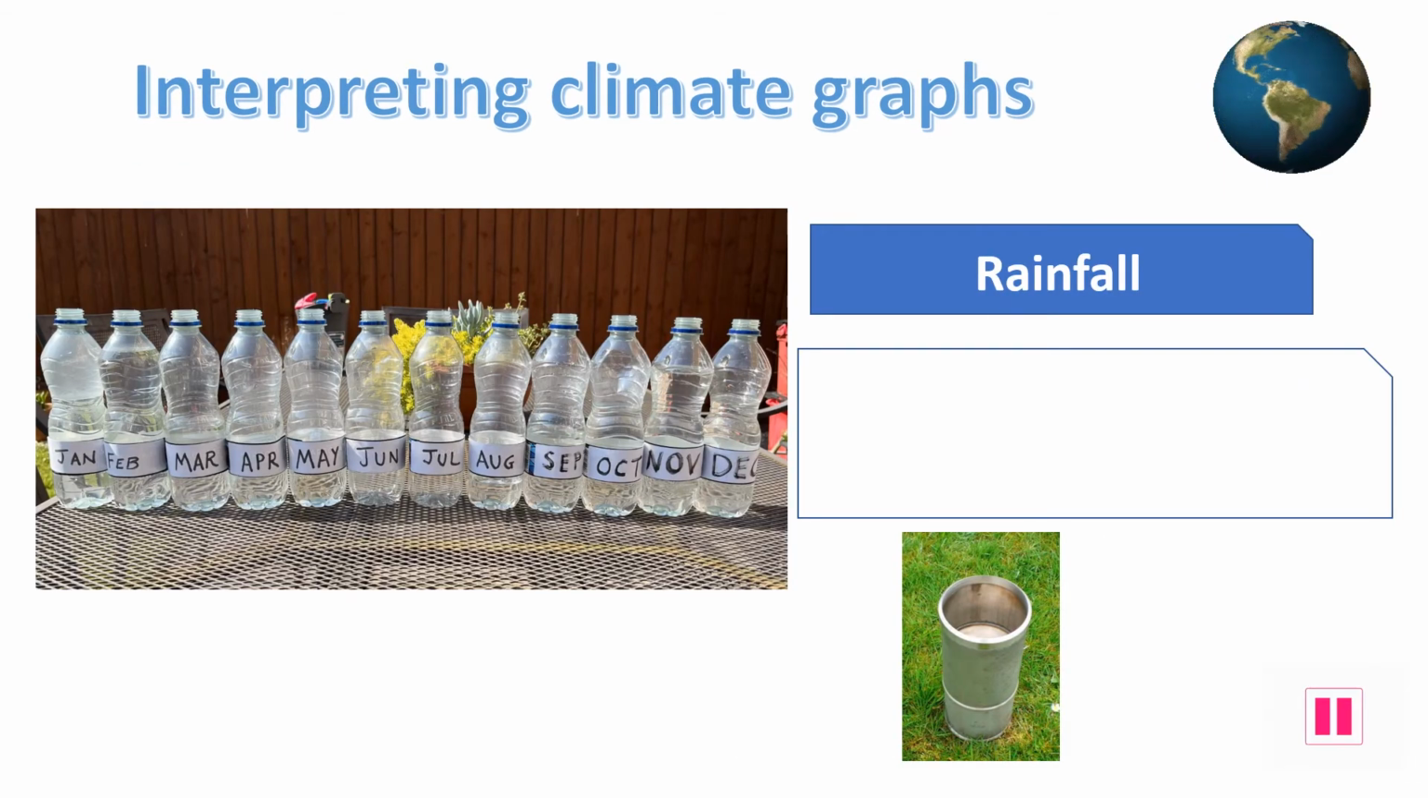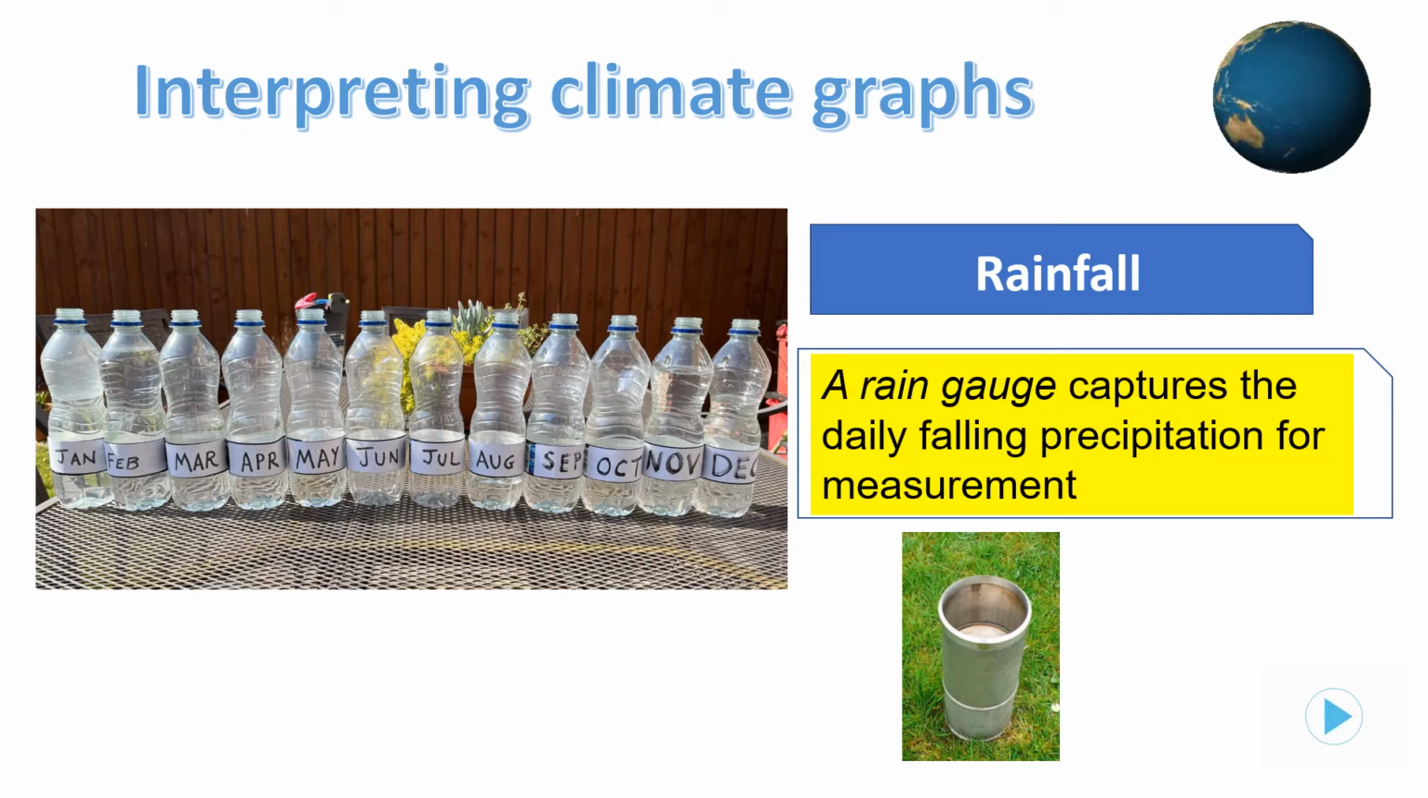We can see on the screen a set of bottles, each representing different months of the year. Each day, at a set time, the amount of precipitation that's fallen is carefully measured. At the end of the month, the total amount will be recorded and then presented as a bar chart. Rainfall data is collected by using a rain gauge, which captures the daily falling precipitation for measurement. Make sure you know how rainfall data is collected before moving on.